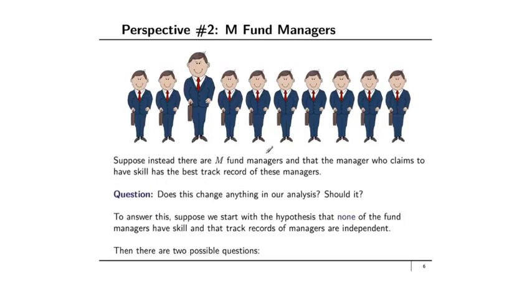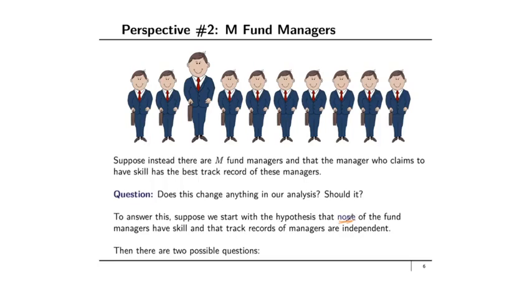Here's a second perspective. Suppose instead that there are M fund managers and that the manager who claims to have skill has the best track record of these managers. The question that now arises is, does this change anything in our analysis? Should it change something in our analysis? To answer this, suppose we start with the hypothesis that none of the fund managers have skill and that track records of fund managers are independent.